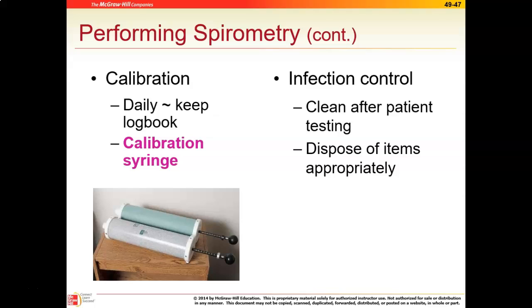There is a calibration syringe, and this is a way that you can do a testing. We've talked about how machines have to be tested, standards have to be used in order to make sure the machine is working. You can't just use it all the time and not check it. So there has to be a calibration syringe that has a certain pre-selected amount of air that you can insert into the mouthpiece, and they keep a daily logbook to make sure that we know that it's functioning correctly.